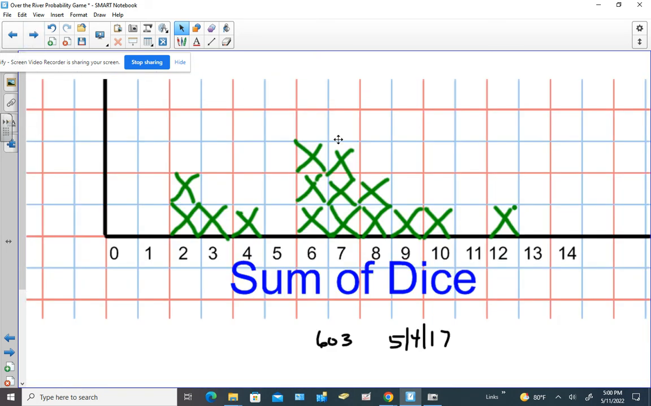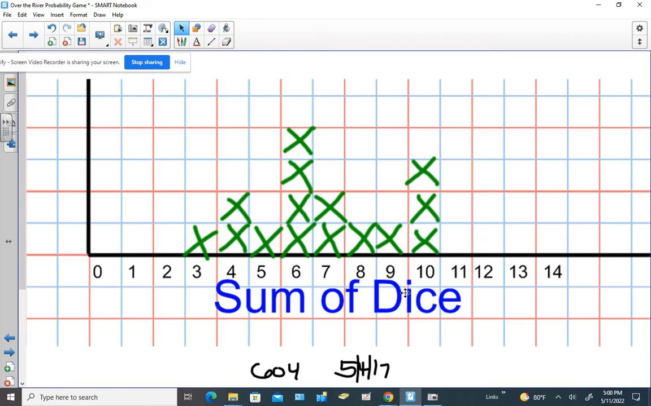Let's look at another data display. This was a shorter game, but you can see that the mode here was 6 and 7. And this was back in May of 2017. And here's another group. The mode on this one was 6. That was another one that was done in May of 2017. Now, what do we learn from this?